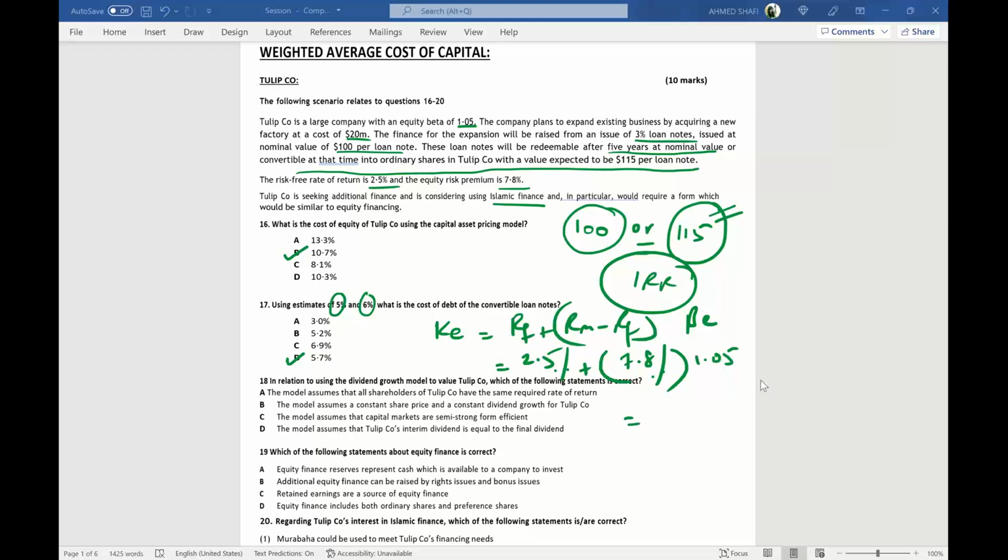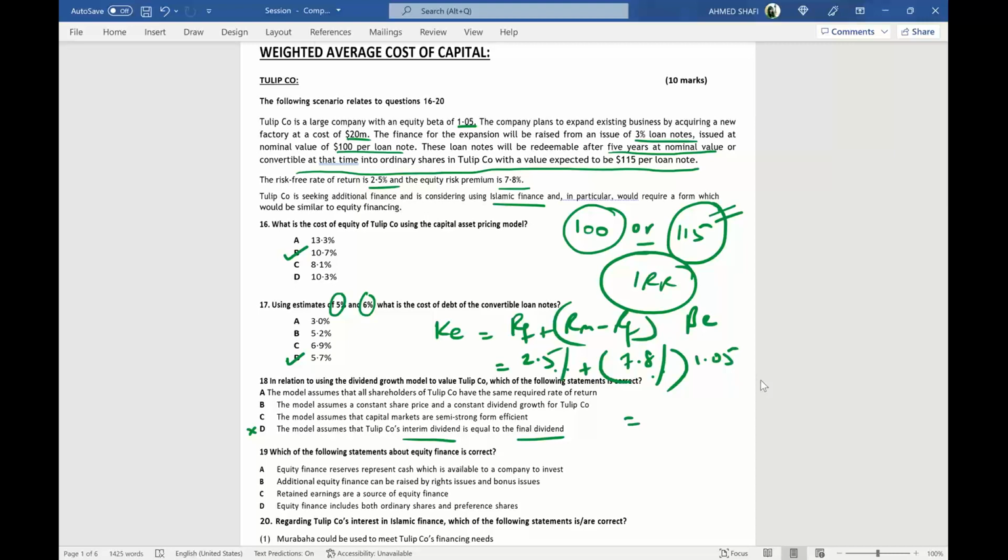Now, to answer a theoretical question, there are two strategies. One, directly capture the correct answer, and two, remove the wrong ones to reach the correct answer. Now, in relation to DVM, which of the following statements is correct? If you look at the last statement, the model assumes that interim dividend is equal to final dividend. Interim dividend is half yearly, quarterly, semi-annually. No model assumes that whatever final dividend the company will pay at the end of the year, the half yearly interim dividend has to be the same. So this statement is wrong.